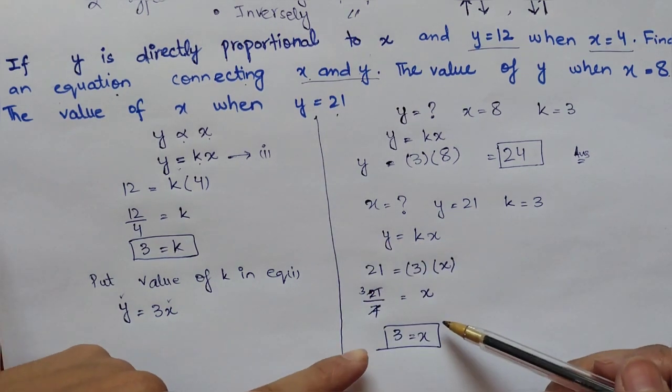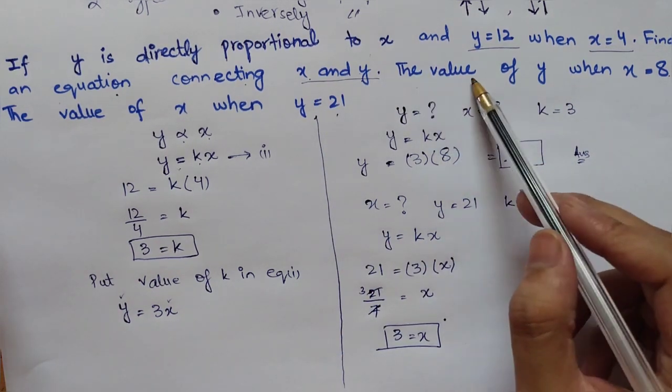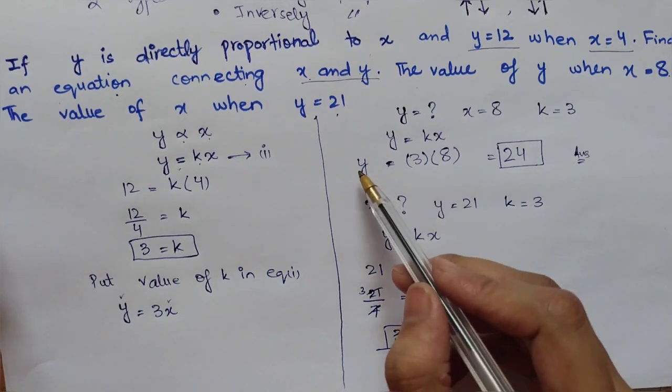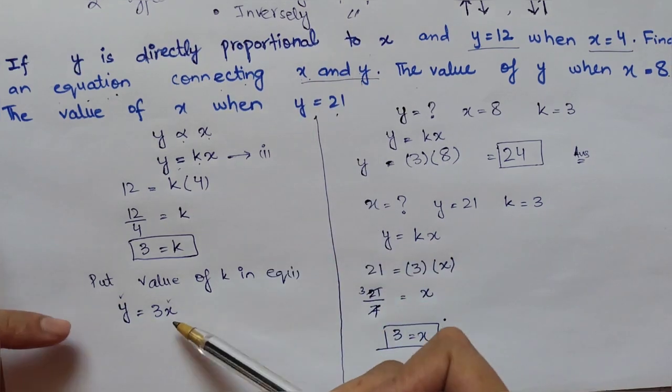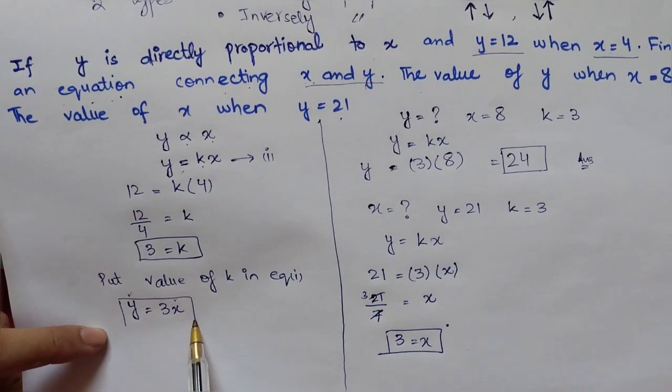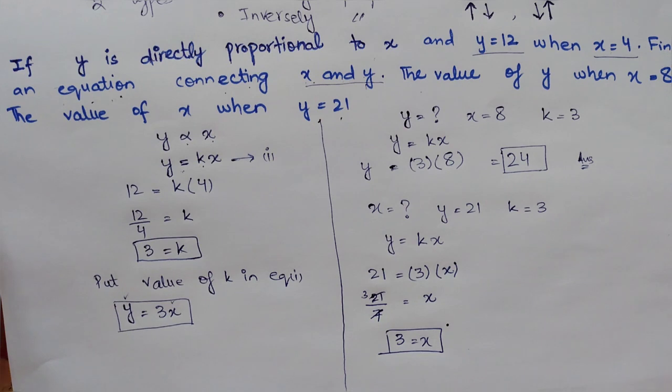We are done here. You have to find the value of y when x is 8. This is your value for y, and you have to find an equation connecting x and y, and this is your equation which is connecting x and y with the relation.